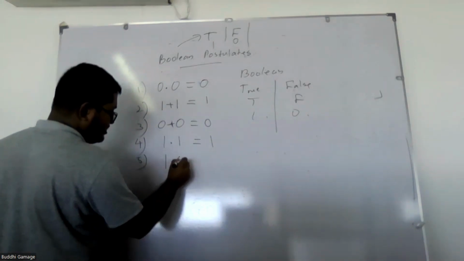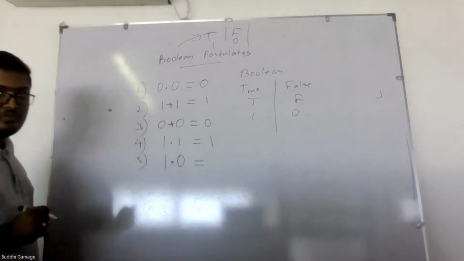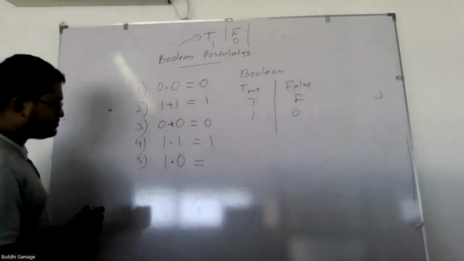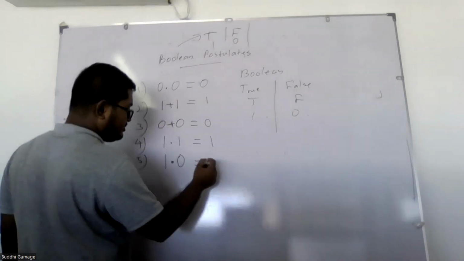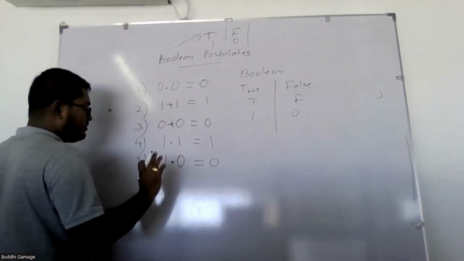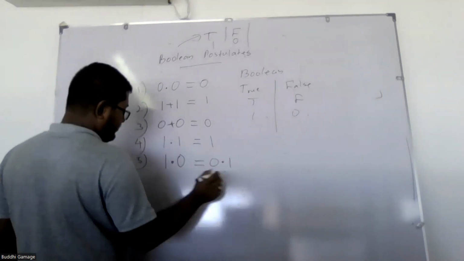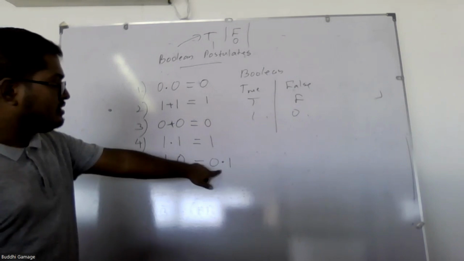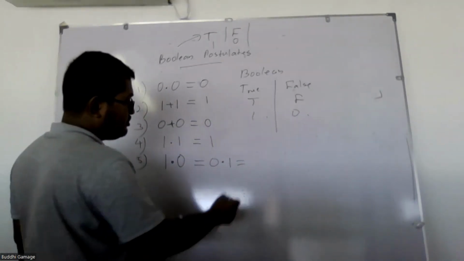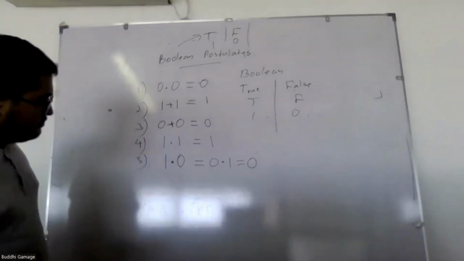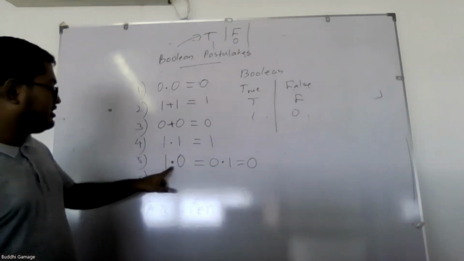So 1 and 0 means true and false. Boolean is not going to matter if we change the side, that means 0 and 1, so it means false and true. So what will be the output? It should be false. That is the AND operator, or dot operator.